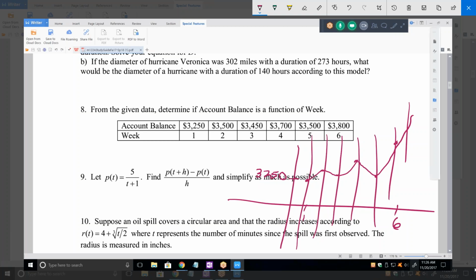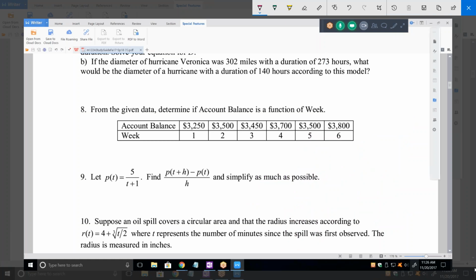What would make it not be a function is if I had multiple week 2s. In other words, if they had said at week 2 it's 3250 and at week 2 it's 3500, that means when I get to week 2, I've got 2 points right above themselves. That's not a function. That fails the vertical line test. So that's all they're asking: is it a function of week?